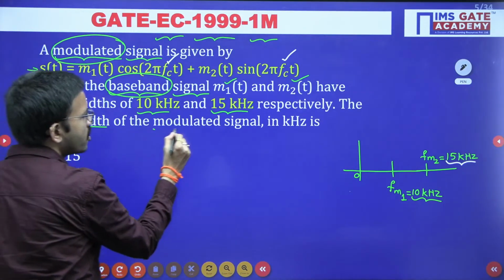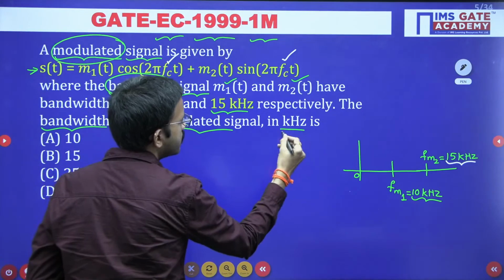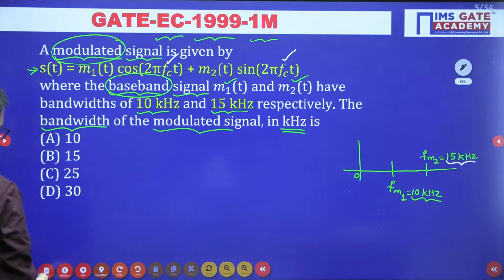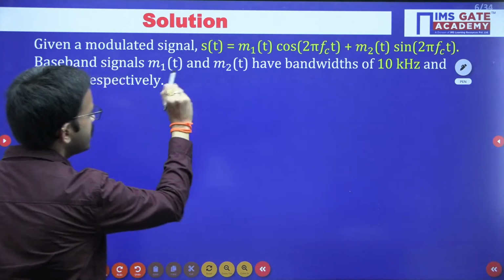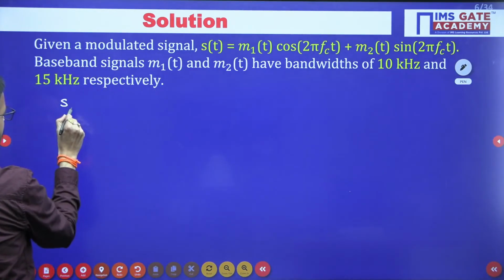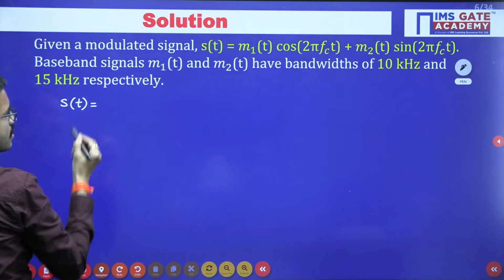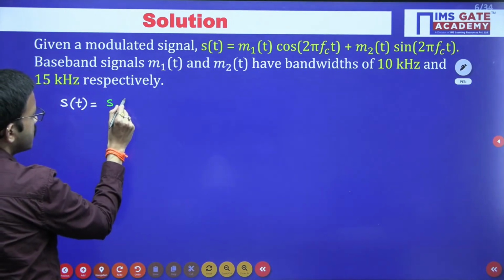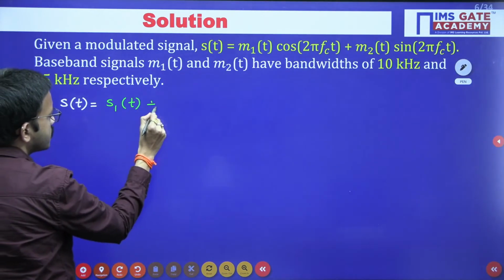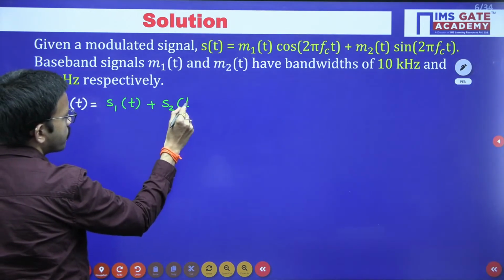Bandwidth of the modulated signal in the order of kilohertz. Okay, right. So for easy understanding, whatever the given expression is there, for the timing I am writing like this. You are having two terms, right? So I am representing it as S1 of t plus S2 of t for easy understanding.